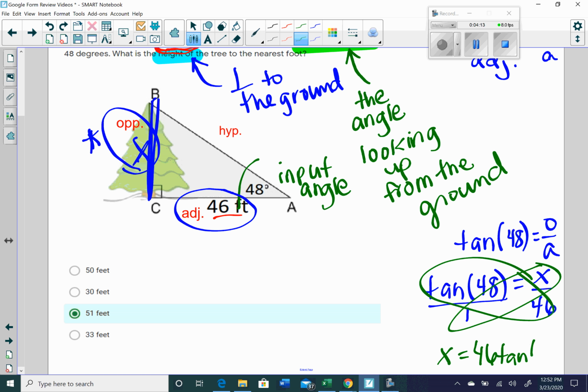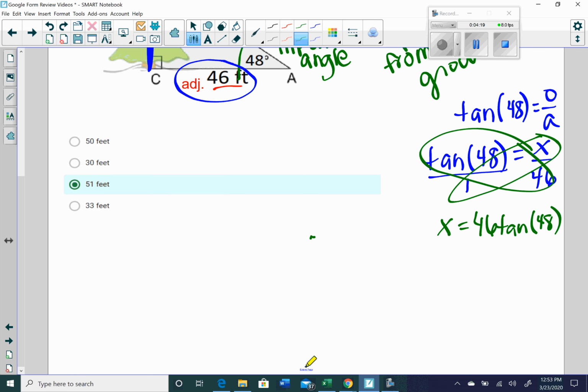Before you go crazy, please make sure that your calculator is in degree mode. You can check by hitting the mode button on your calculator and checking the third row to see if radians is highlighted or degrees is highlighted. After you do that, please plug it into your calculator, and when you do, you'll notice that after you round your answer, the answer is going to be 51 feet.